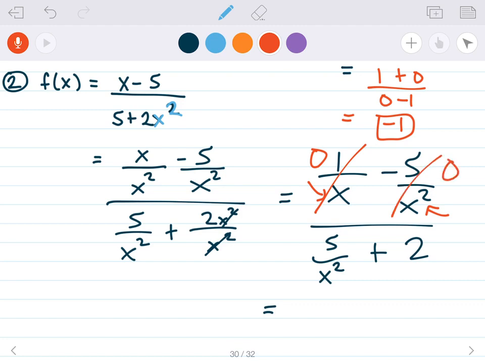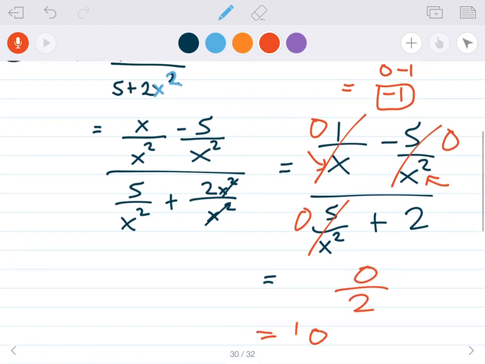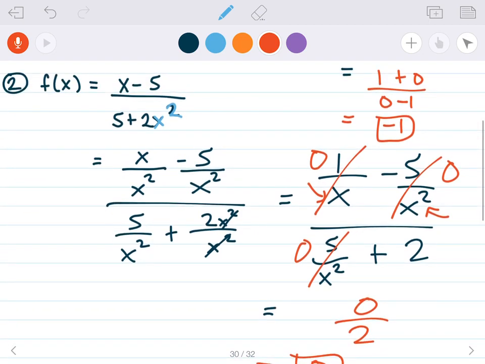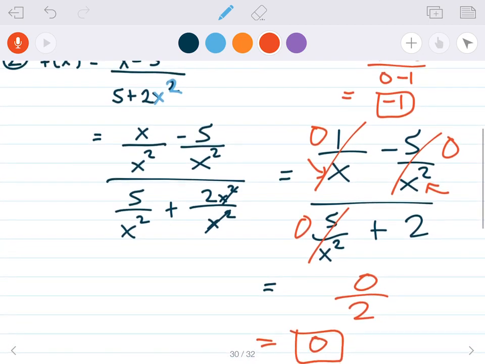Okay, now let's go to the bottom. 5 over x squared goes to 0 when we plug in infinity for x, when x gets really, really big. And so we end up getting 0 over 2, which is 0. Okay, so the limit as x goes to infinity is 0.